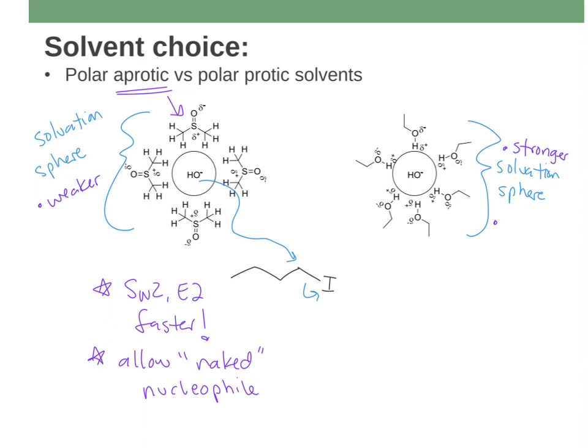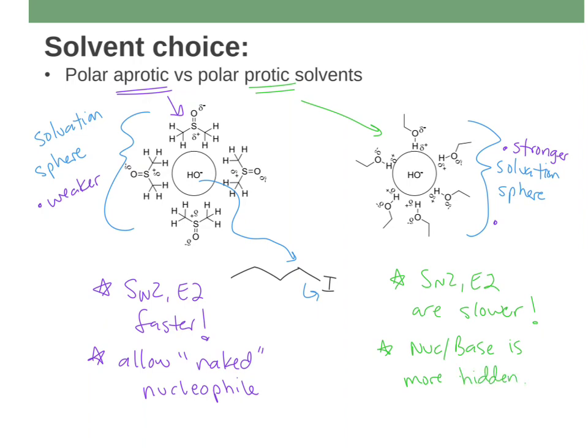And that's opposite from the polar protic solvents. For these, SN2 and E2 are slower. And that's because the nucleophile or base is hidden by the solvent, is more hidden by the solvent.